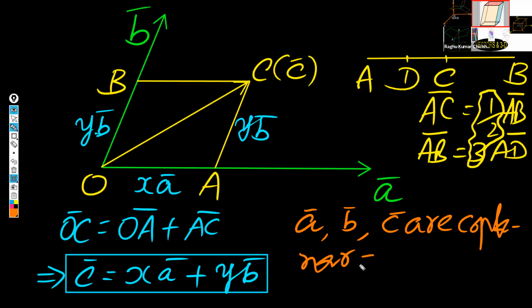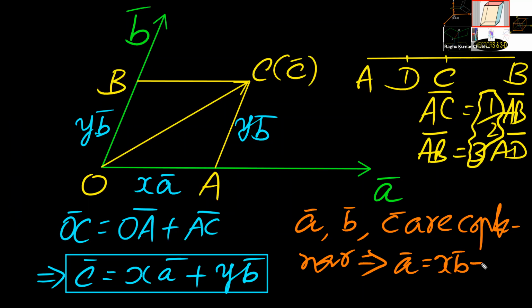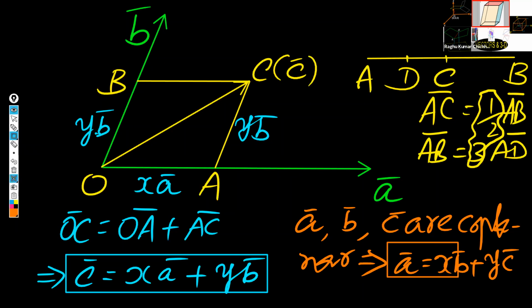Coplanar implies there must be a linear relation between them. A bar is equal to X B bar plus Y C bar. There exists a linear relation between these three vectors A bar, B bar, C bar, where X and Y are non-zero scalars. So, what is that to be found out in case of coplanarity? If you are given three vectors, you must form a linear relation between them. If this linear relation exists, then we say that they are coplanar.